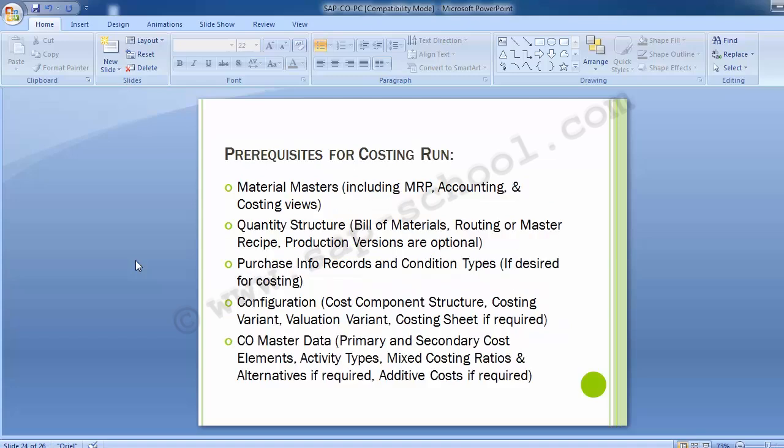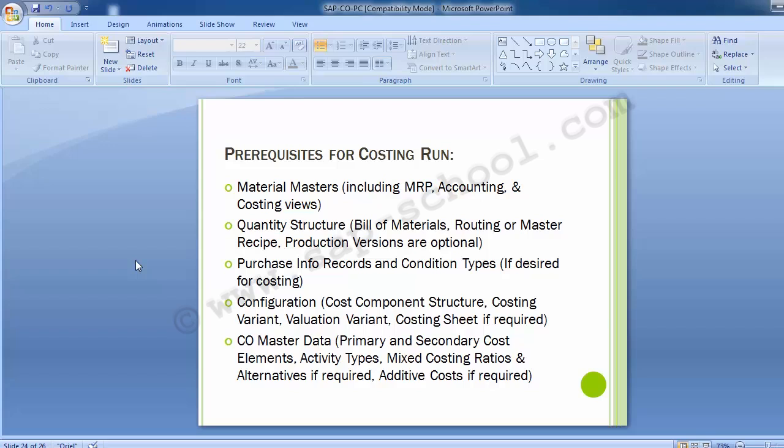So there are certain prerequisites for costing run. One is material master. In the material master, the MRP view, accounting view and costing views have to be maintained. Then the quantity structure, which includes bills of materials, routing or master recipe, and production versions are optional. So these things have to be maintained.